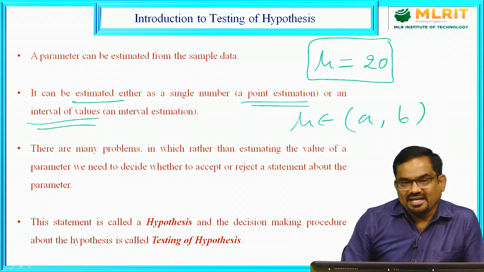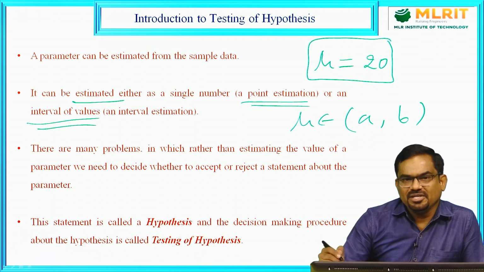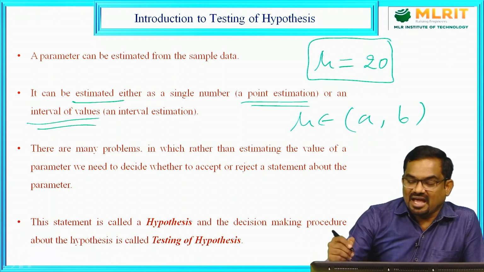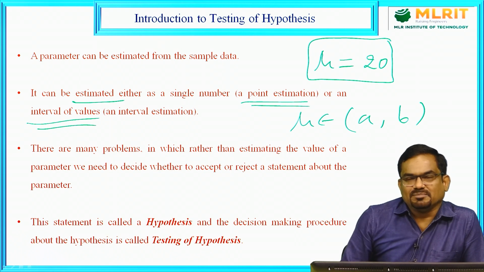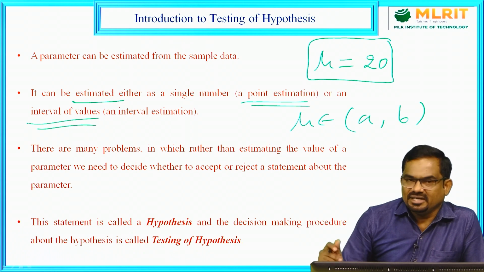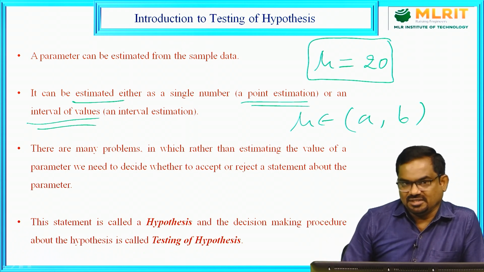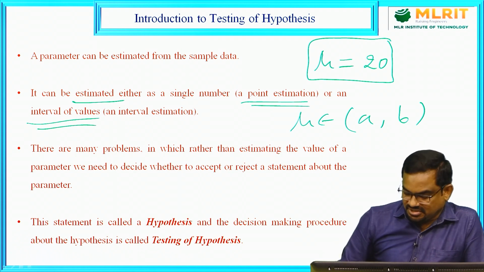So, in statistical inference, there are mainly two topics, estimation and testing of hypothesis. In estimation, we estimate the value of a parameter as a single number or in terms of an interval. But in testing of hypothesis, we test the statement whether to accept it or reject it. So that statement is called hypothesis, and this procedure is called testing of hypothesis.